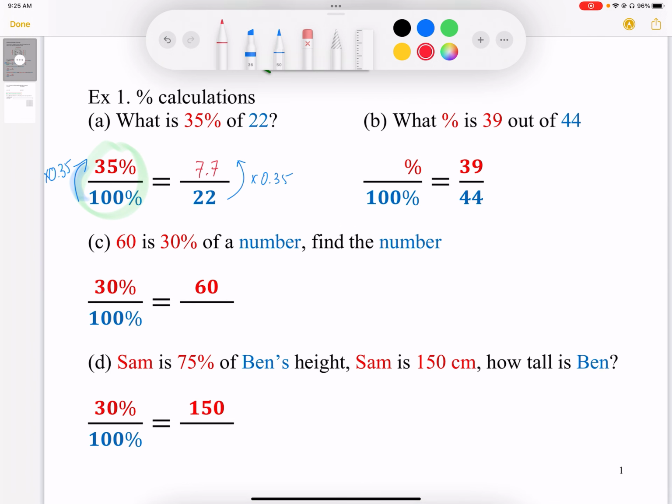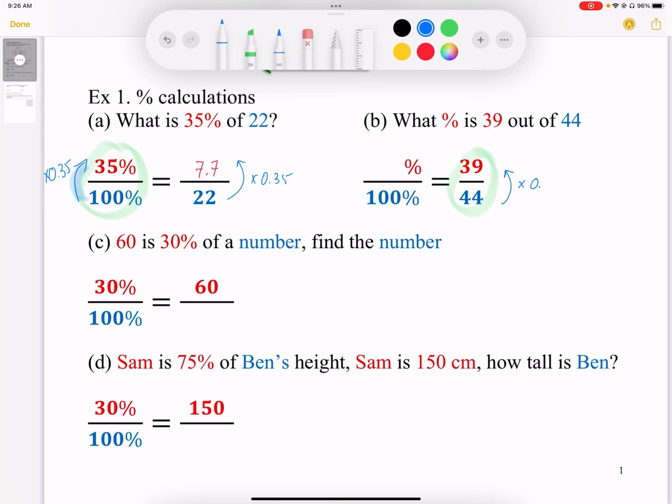For the B, what percent is 39 out of 44? We're looking for the percent. 39 is a part, 44 is a whole. So notice that we've set up our proportion here, 39 out of 44, and we want an equivalent proportion in terms of percentages. So we're going to find our decimal multiplier, divide the top by the bottom. So again, we need our calculator. We do 39 divided by 44, and that's going to give us a multiplier. It's not a very nice number, but we're going to round it.